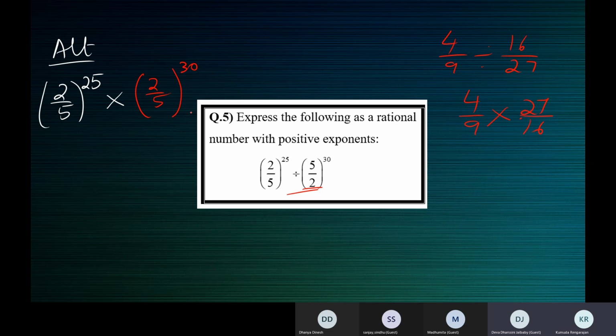5 by 2 becomes 2 by 5. Write the power as it is. So you've written the reciprocal. So again, see, you get the same thing. 2 by 5, the whole power. Now the bases are the same, it's multiplication, so add the powers. And the answer is 2 by 5 to the power of 55.